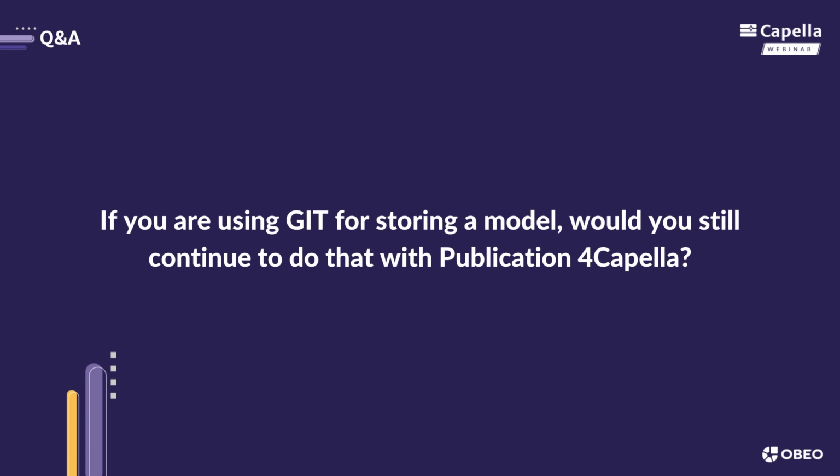Okay, if you are using Git for storing a model, would you still continue to do that with Publication for Capella? Nice question, Tony, and definitely yes. Publication for Capella is not a repository that will hold your models. It's not the purpose of Publication for Capella to store your model versions, and that's the scope of Git. Git does that very well, and it's quite easily integrated with Capella and so on, so it's quite easy to use and very robust as well.